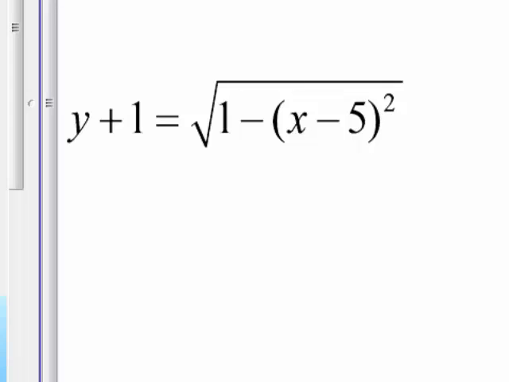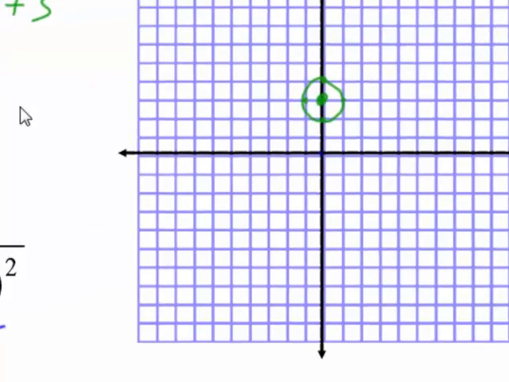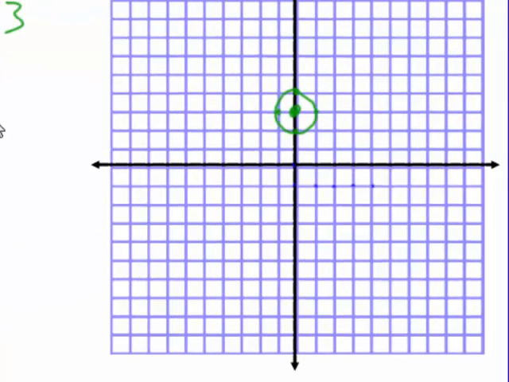Very poorly drawn, sorry. So looking at my y plus 1 down here, well, remember it's always the opposite if it's with the variable. So this is really down 1. And then over here we got right 5. So our center is moving down 1 from the origin and right 5. So there's my new center, and we have a radius of 1 still. So just like that. There we go.